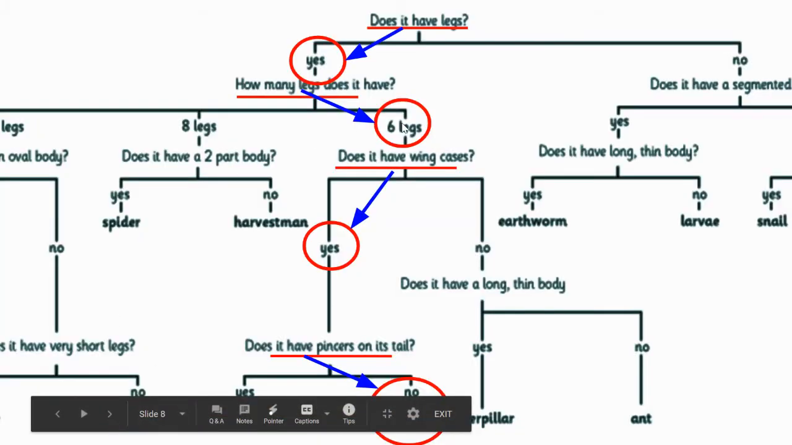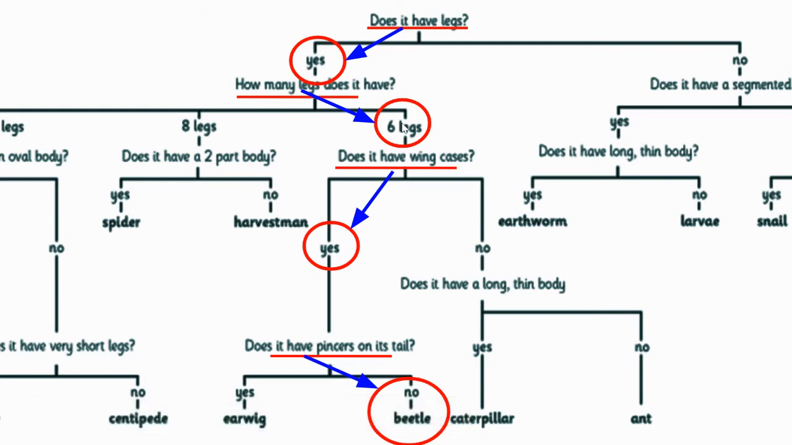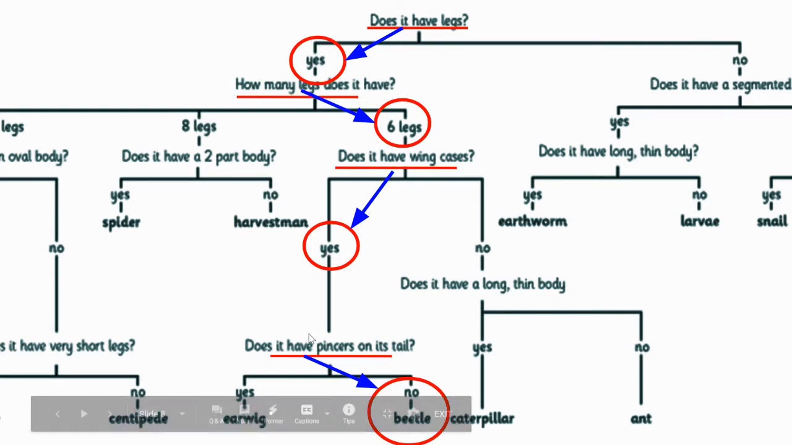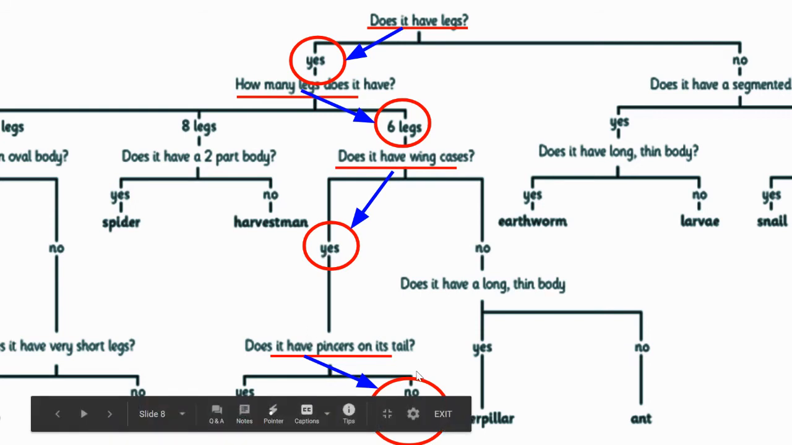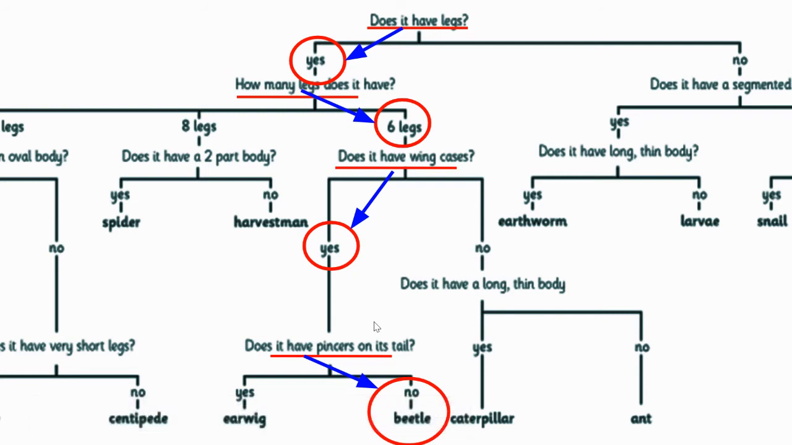So if we take that animal as an example and we start at the top, it says, does it have legs? Well, we could see that it had legs. It had 6 of them. So then the next question says, how many legs does it have? It had 6 legs. Does it have wing cases? We saw that the picture did have wing cases, yes. And then, did it have pincers on its tail? No, it didn't. And that was called a beetle. That animal was called a beetle.